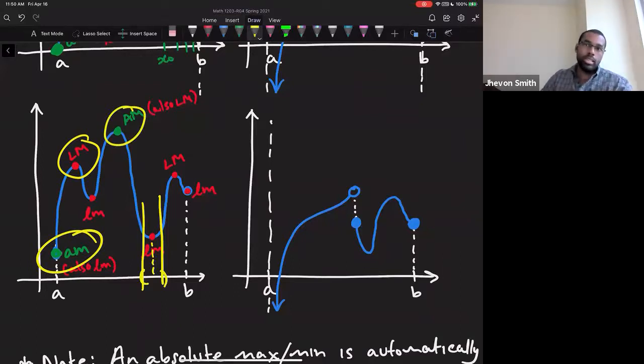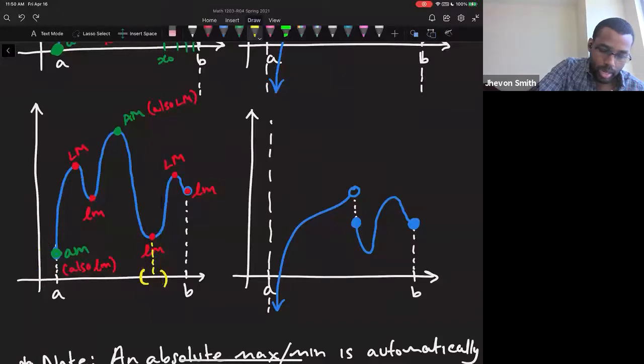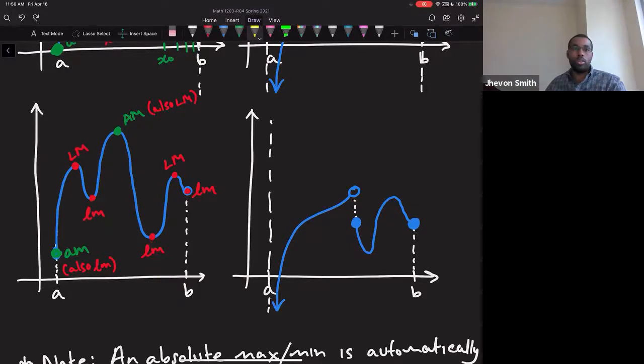So that's the difference between absolute and local. This graph has a lot of both of them. So you can hopefully kind of see the difference between the two, right? So absolute is the biggest guy in general.